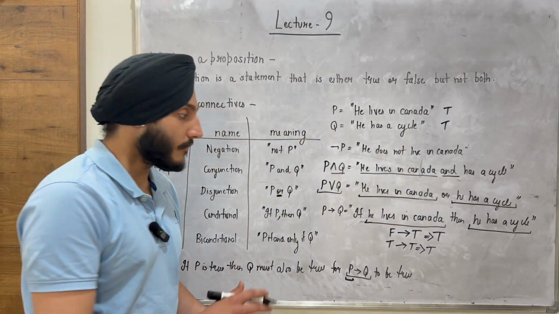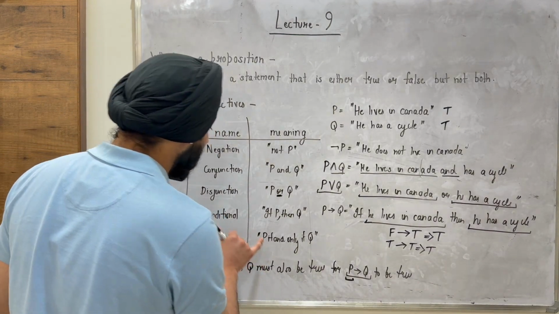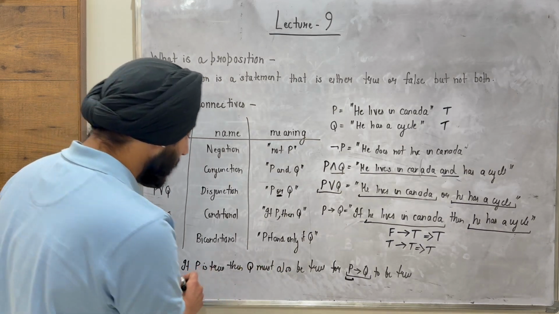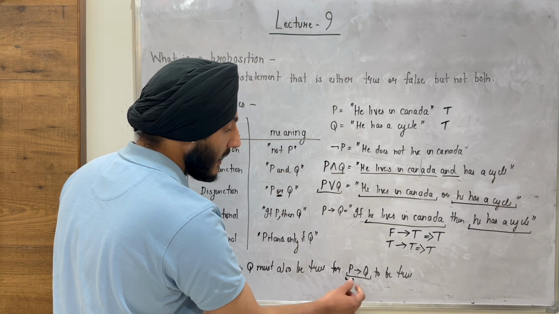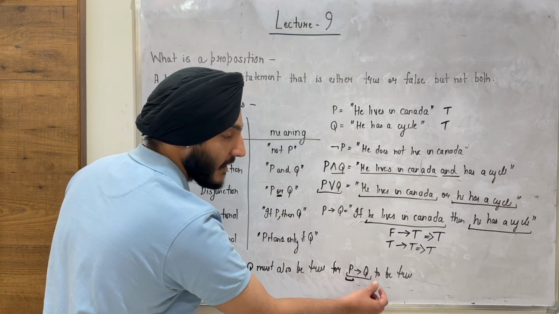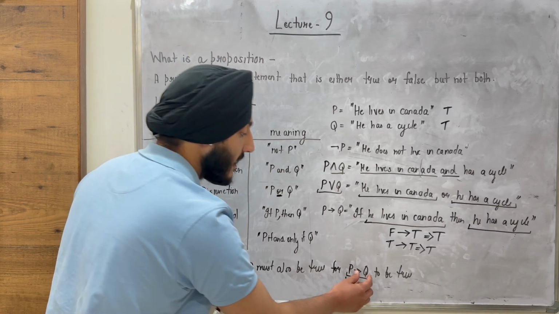Just a quick summary once again. You need to remember this sentence when you have a conditional statement. If P is true, if you find out that the left side condition is true, then the condition on the right side should also be true. If that's not the case, then it's going to be false.